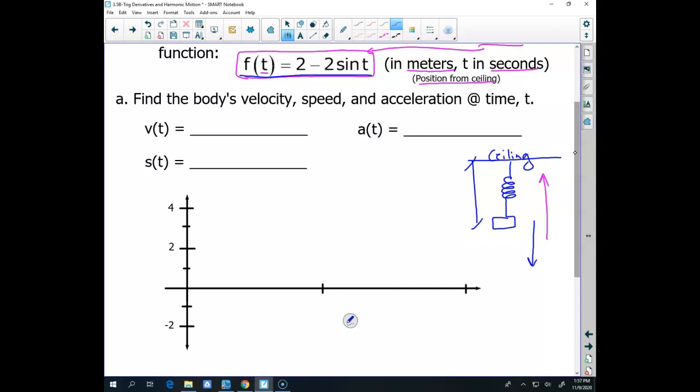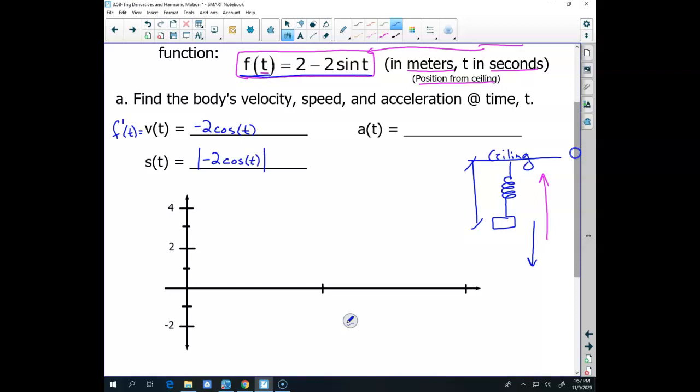If this is f of t, v of t is the derivative of f of t, so this is going to be f prime of t. That's what v of t is. I know the derivative of 2 is 0, and the derivative of sine is cosine, so this should be negative 2 cosine t, right? And this is my s of t, that's going to be my speed. Speed is the absolute value of velocity.